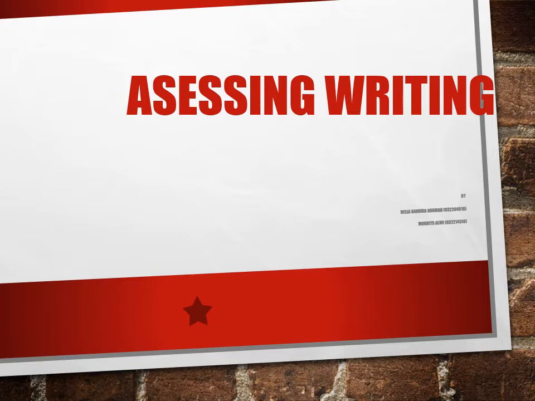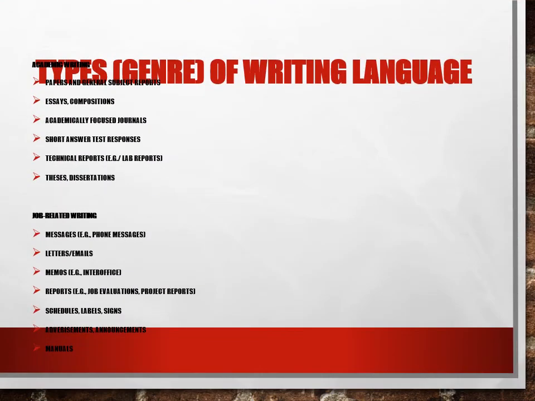On this occasion, we would like to present the material on assessing writing: types, genres of written language. There are 3 points. First point is academic writing. Academic writing consists of 6 points.